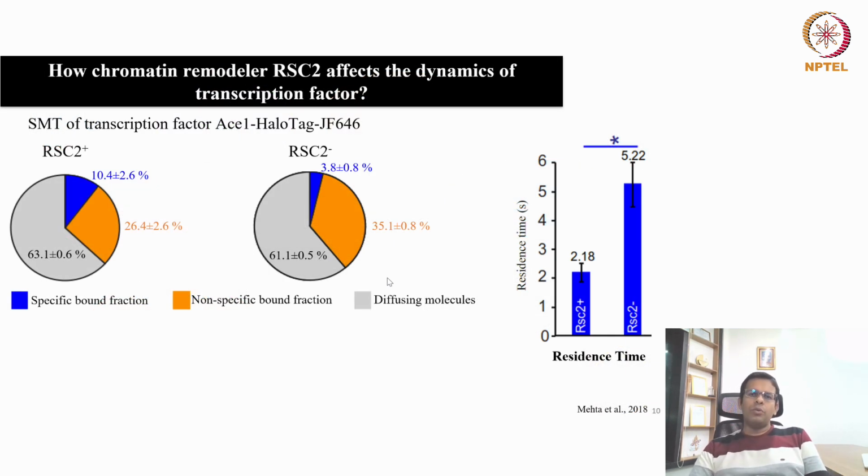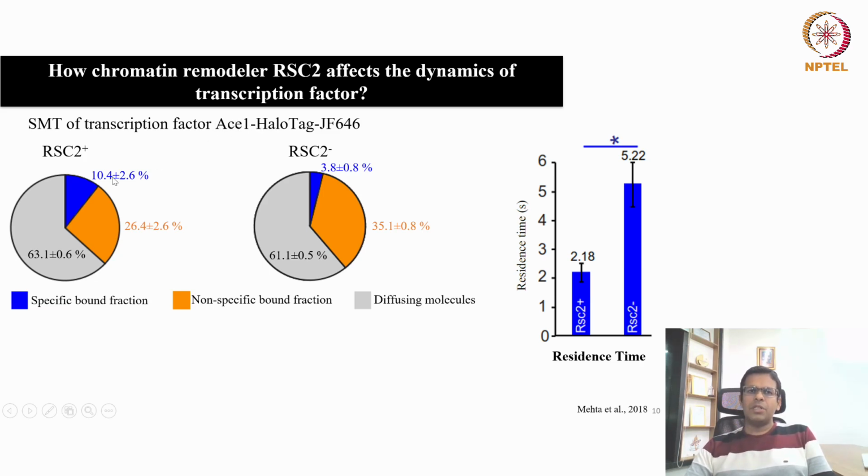Now I will show you some specific examples of what kind of new information can be revealed using the single molecule imaging method. Here I have shown some data from this paper, Mehta et al. 2018, where we studied how the chromatin remodeler RSC2 affects the dynamics of a transcription factor. I tracked single molecules of the transcription factor ACE1. I labeled it with HaloTag and the fluorescent dye JF646, so I could visualize single molecules of ACE1 in the cell nucleus.